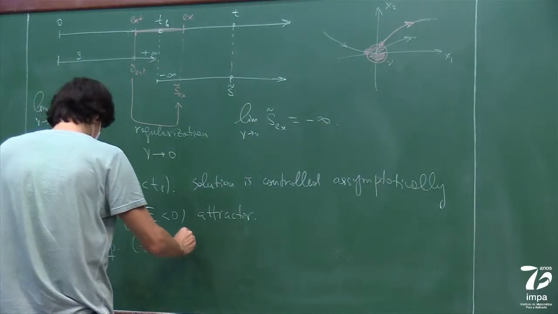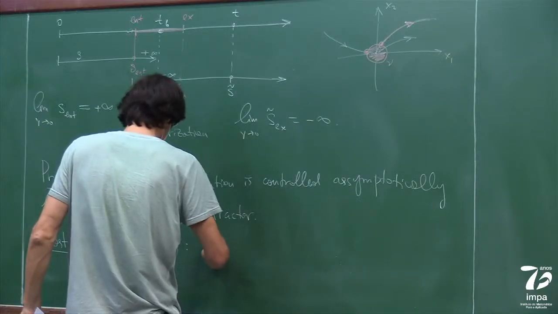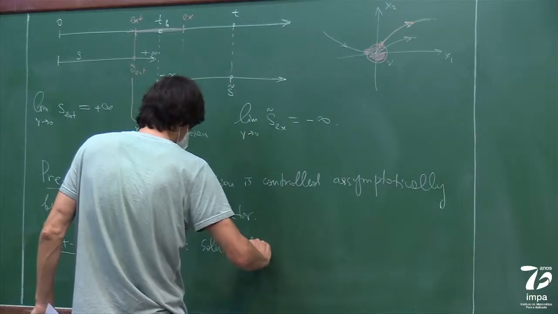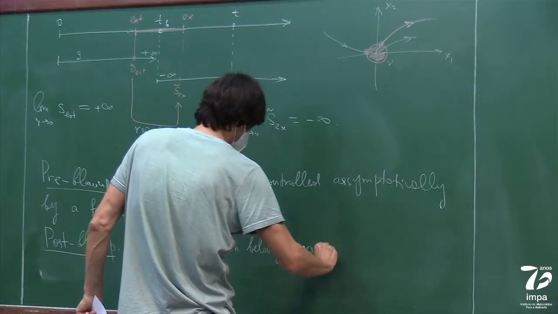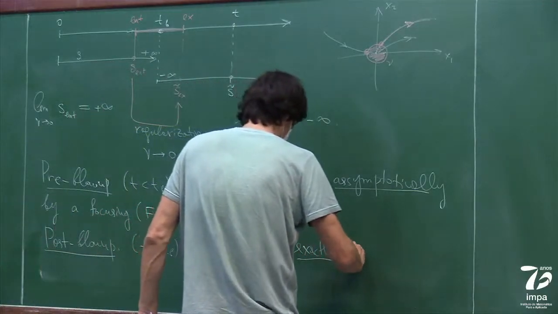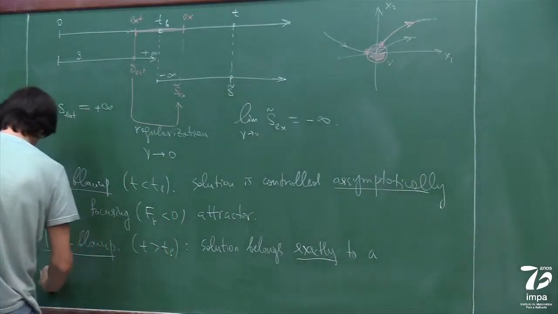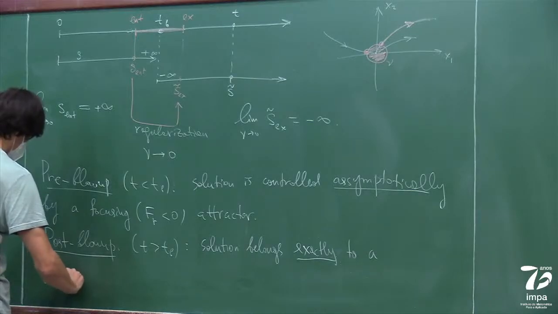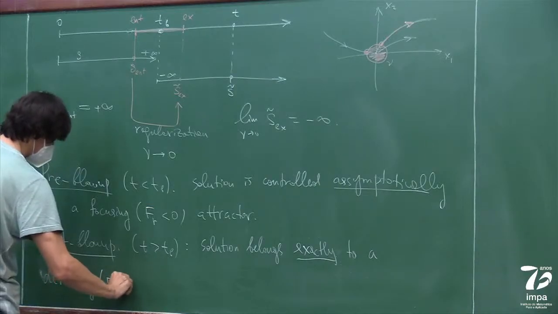So it means that the solution belongs exactly to the attractor, not asymptotically. Before it was asymptotically, and here we're exactly on it. So in this case it's defocusing. It should be an attractor which expels the solution. Defocusing, which is an FR positive attractor.